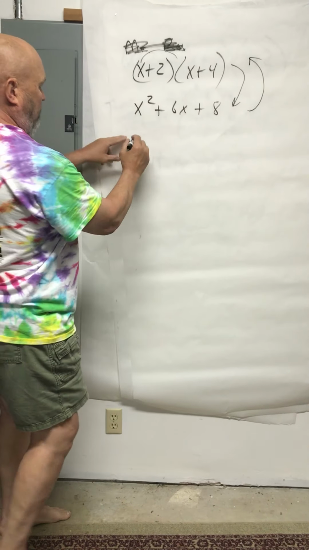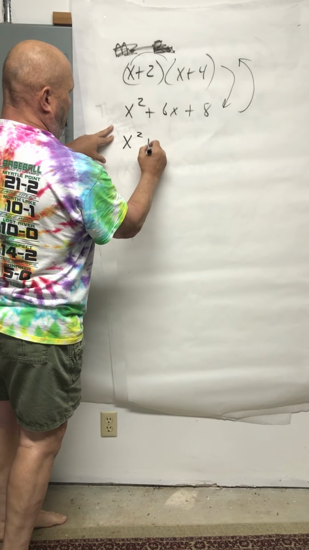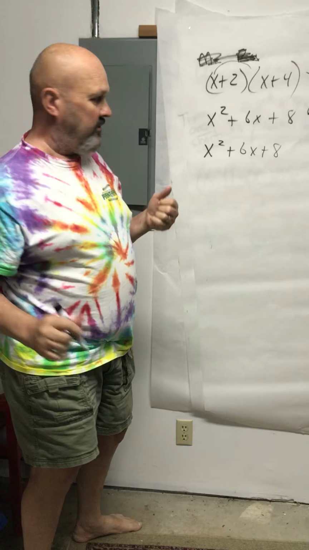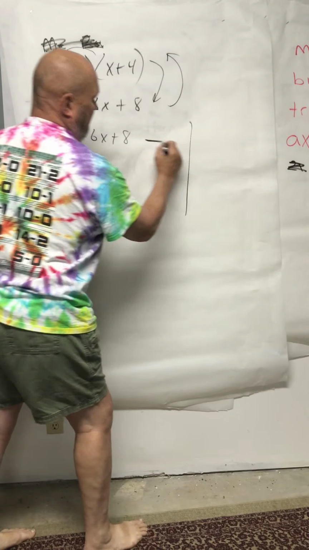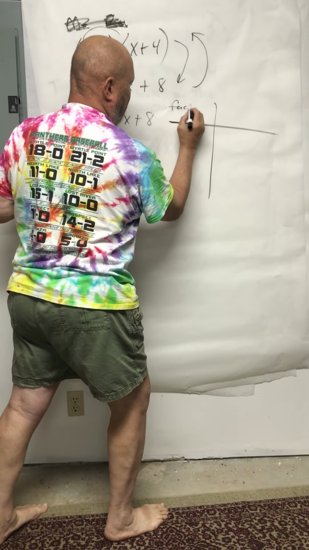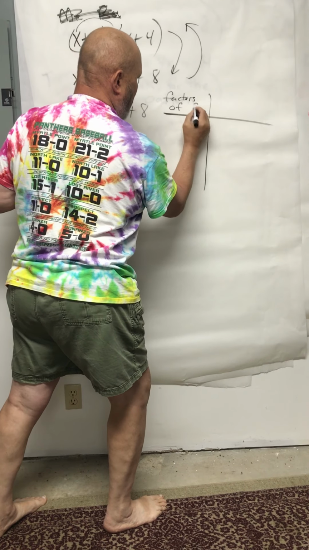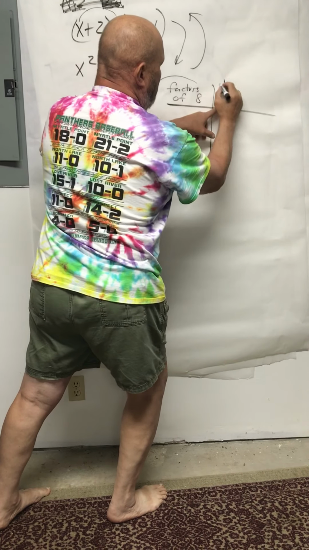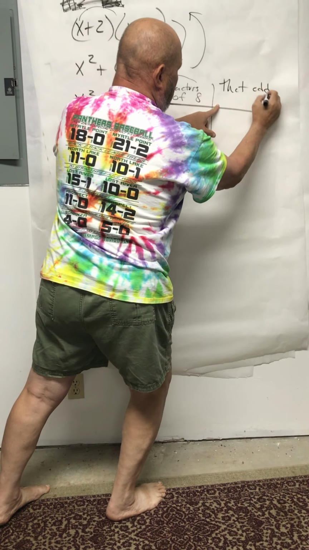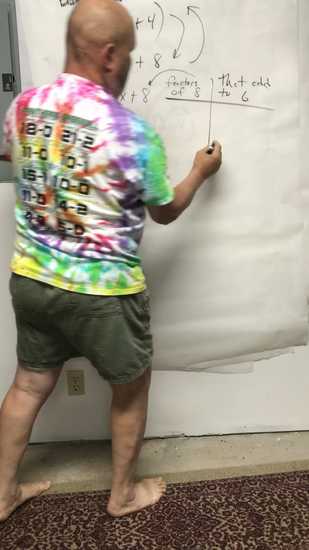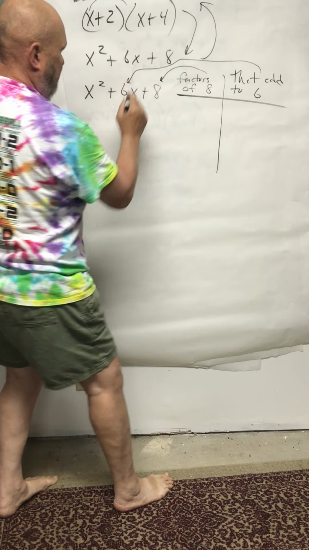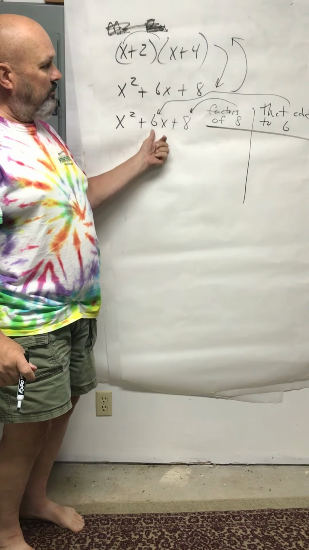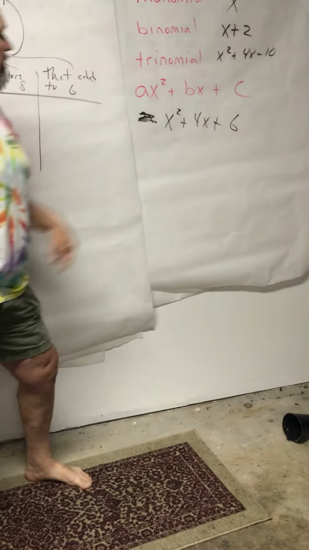So let's just say question 1 said factor x squared plus 6x plus 8. The trick to these is you make this little table and you say factors of 8. I got this from that number right there, that add to 6. And I got that number from right there. Really, factors of C that add to B. Back to looking at a C and a B over here.